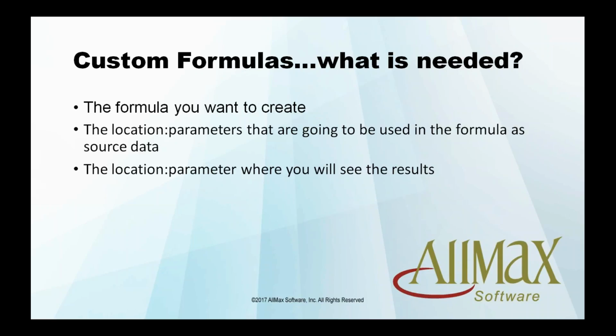We also want to see what location parameters are going to be used in the formula as source data. So for example, if I'm creating a simple pounds formula for my effluent TSS, I'm going to be using the parameter of my effluent TSS, milligrams per liter. I'm going to be using my effluent flow in million gallons a day, and of course the constant of 8.34, which in return will give us our pounds value.